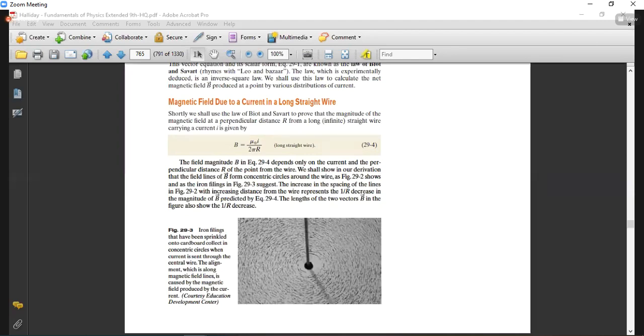Second thing, they have a similarity with the electric field in a way that when you move away from the source, what happens with the electric field? Like if you have a charge and you are moving away from the charge, what will happen to the electric field lines? Will they get more congested or less congested?